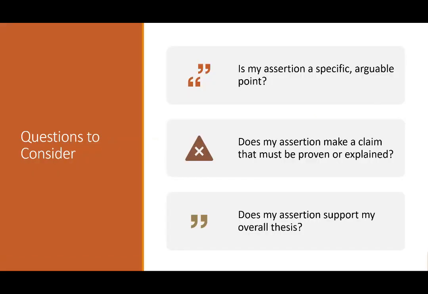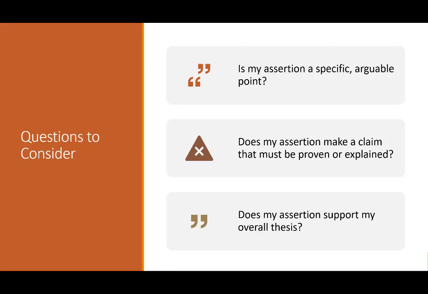So some questions to consider when looking at your assertions. Are they specific and arguable points? So as I said on the previous slide, is it something that someone could take an opposite viewpoint of? Something you really have to defend or prove by using evidence? Which leads us to our second question. Does your assertion make a claim that must be proven or explained? If it's just essentially accepted as fact, it's really not something that requires a lot of evidence to prove it, so it's really not worth spending so much time developing in your paper.